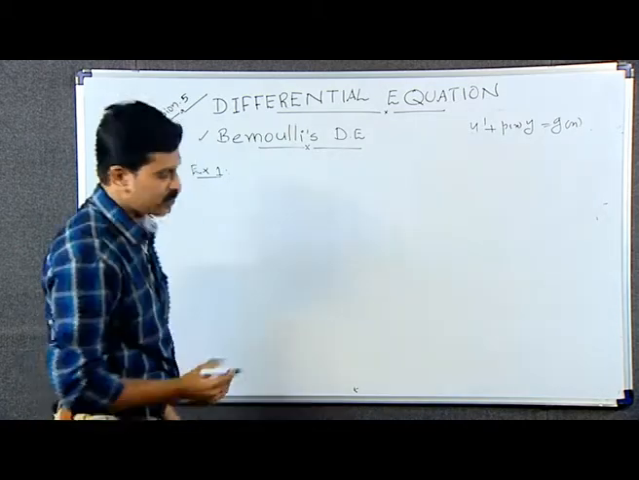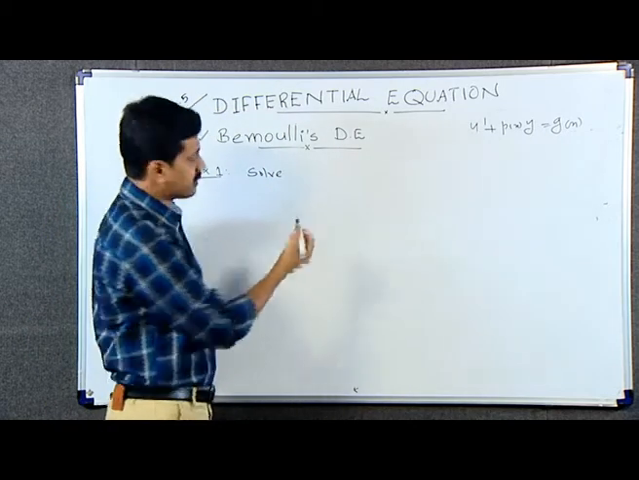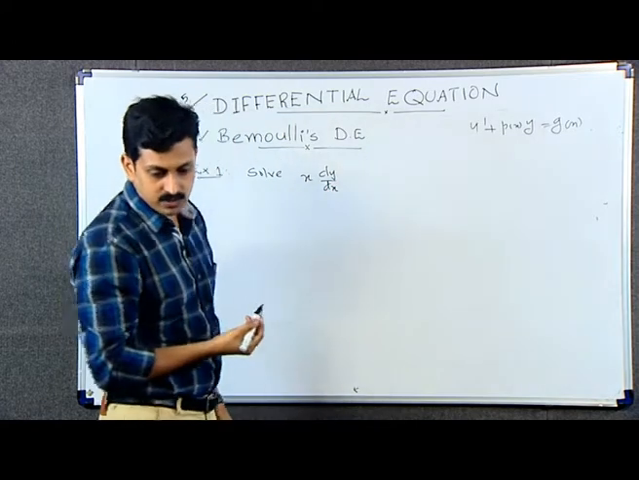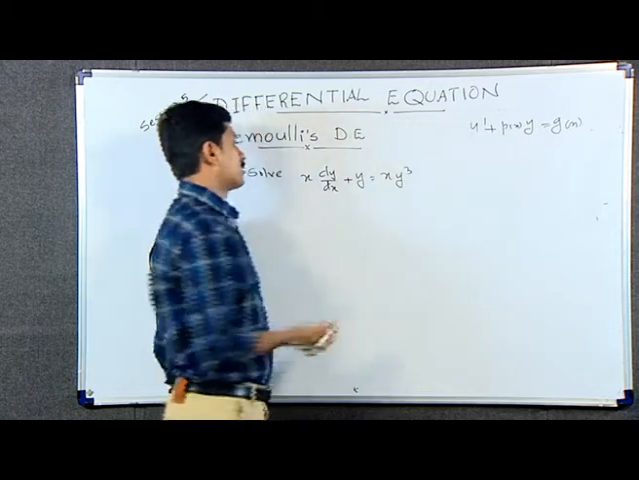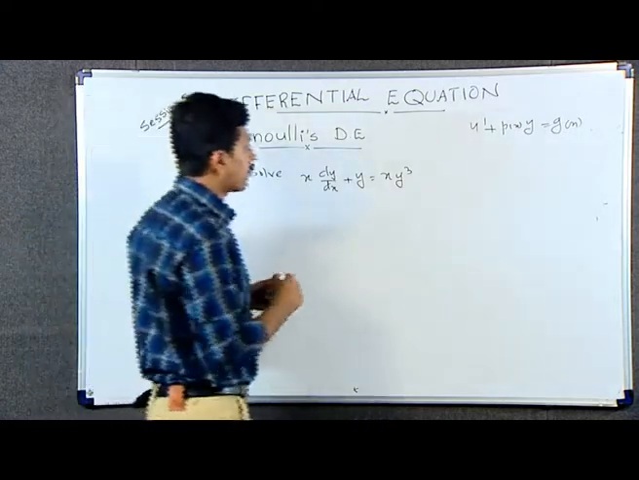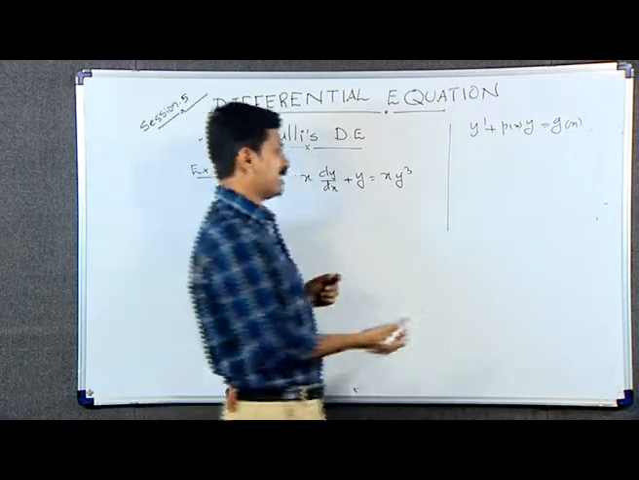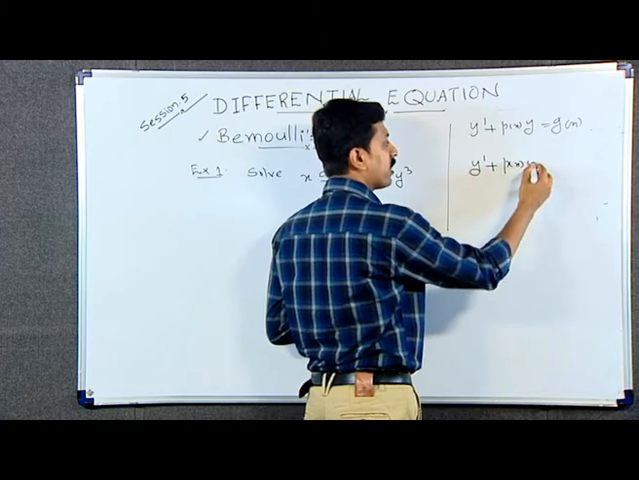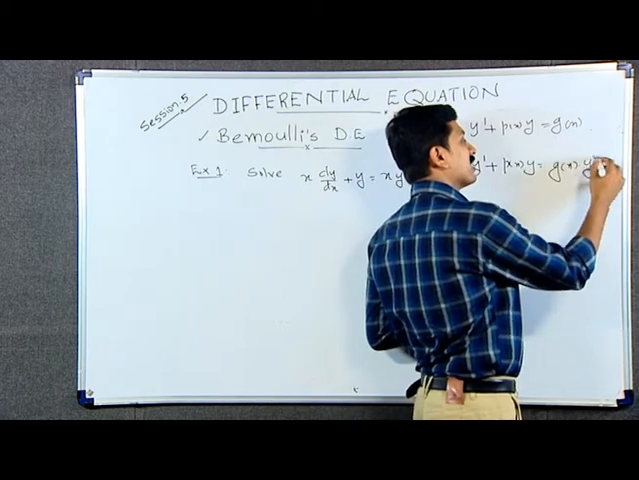Solve x dy by dx plus y is equal to x y cube. In our general form, the general form of Bernoulli's differential equation is y dash plus p of x into y is equal to g of x into y raised to n.